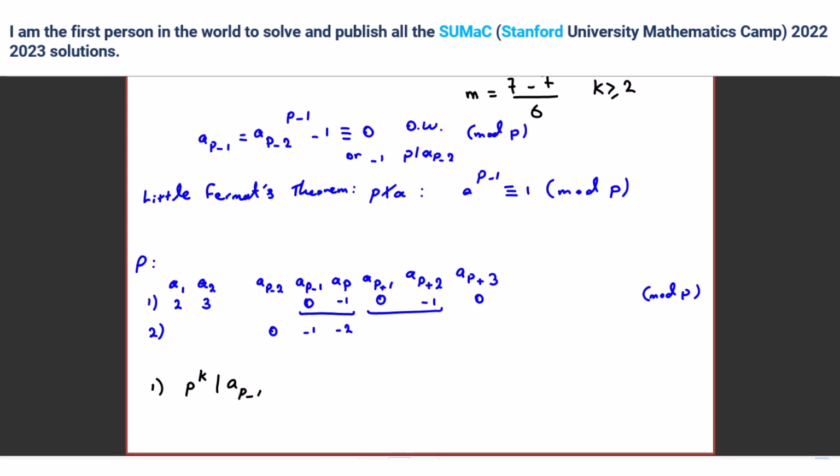No. I'm saying p to the k divides a to the p minus 1 plus 2k. p to the k divides a what? Can you say it again? a to the p minus 3 plus 2k. These plus 2k like this? Yeah.